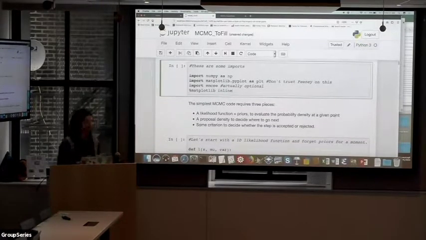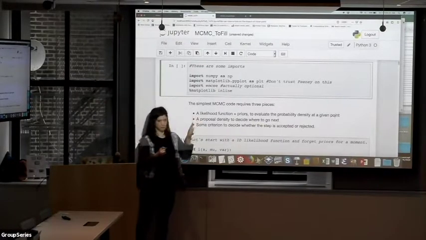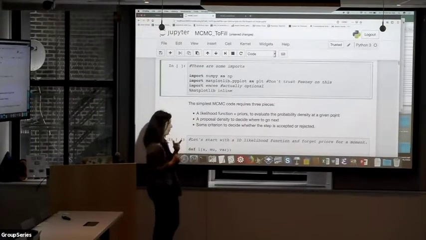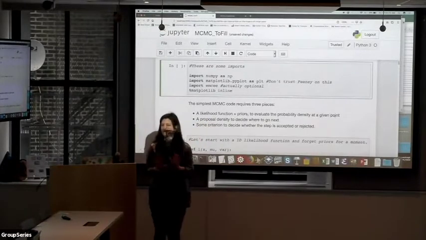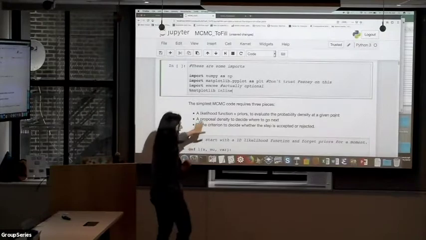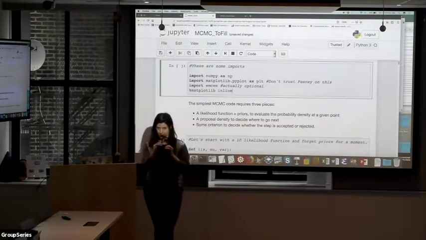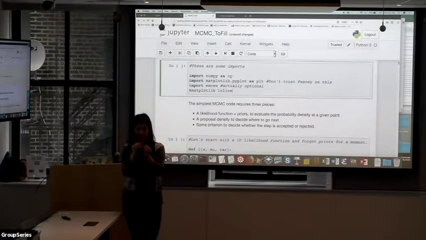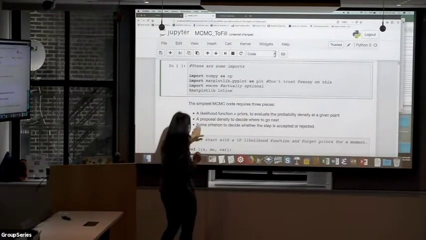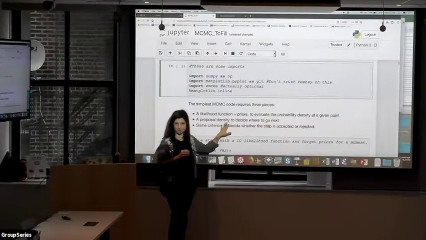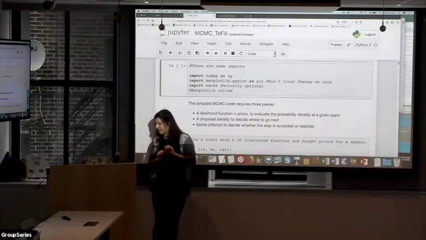Okay? And so as we mentioned, the simplest MCMC code requires these three pieces. One is the likelihood, big deal, but for us we're going to assume that we know it, and priors, so that you can evaluate the posterior. Then, as we know, we need a way of knowing where to go next, which is the proposal density. This is how we take a step from one place to the next.